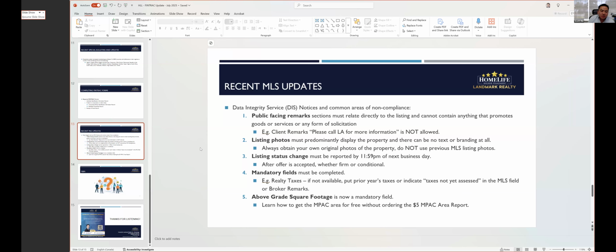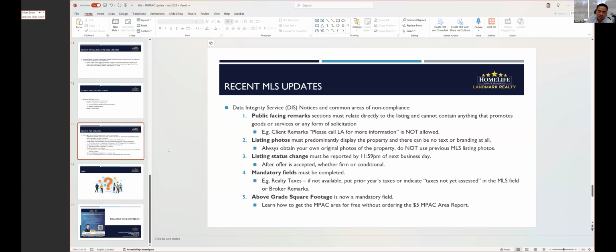And I see this a lot too. A lot of agents will just copy paste photos from a previous listing of the property and use that as their own. You cannot do that. You always have to obtain your own original photos of the property. And you'll notice when you upload a listing now and you add photos, the TREP system will add the brokerage name as kind of a watermark to the photo. So that then identifies those photos as belonging to the brokerage for that particular MLS listing.